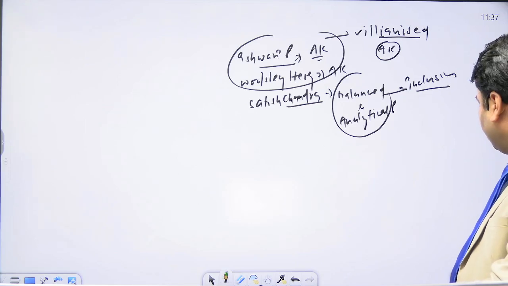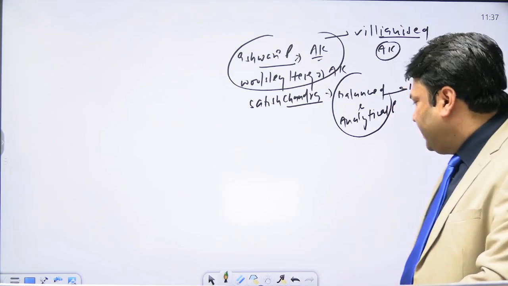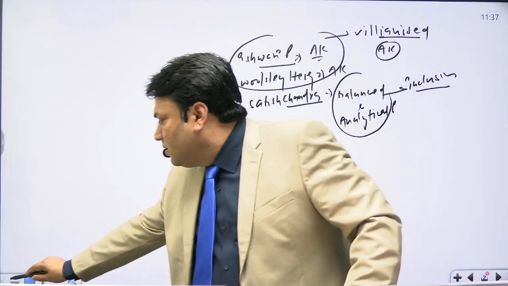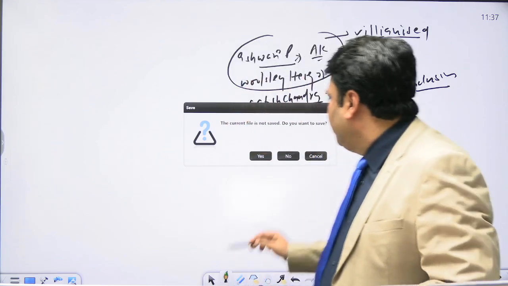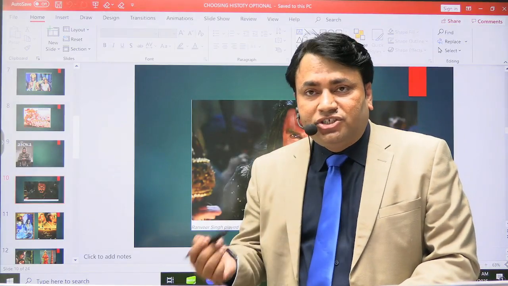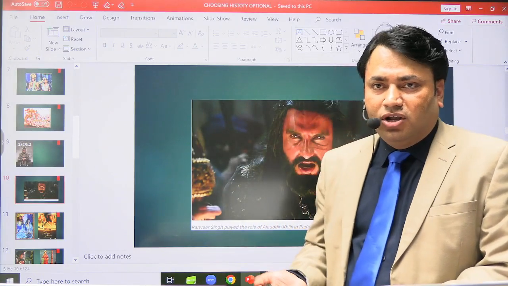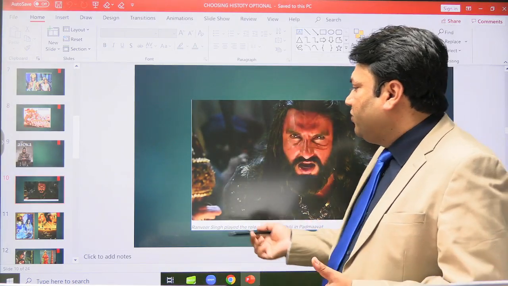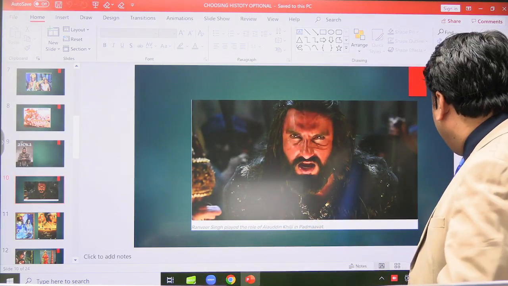So we see that when we are preparing for a history optional, at the same time we are getting significant questions for our prelims exam also. So this is true. When you read history, your ideas, your opinions will be matured opinions. Your decisions will be informed decisions.